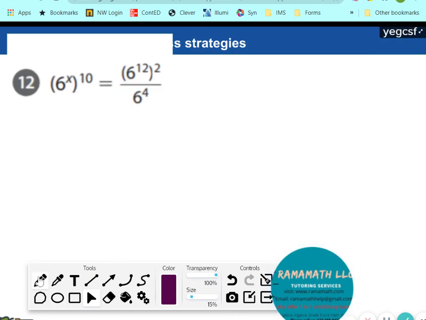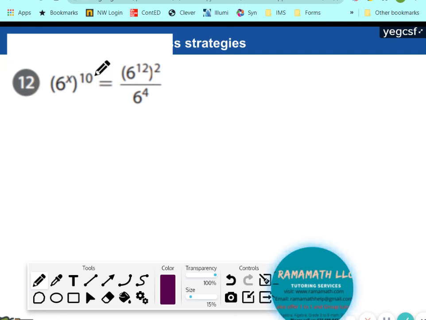One thing we can see: when you have power to the power, what do we do? Using the chat box, power to the power, what do you guys do? Power to the power, multiply, that's right. So you multiply these two. You always remember those rules. Cheat sheet that I sent to you guys.